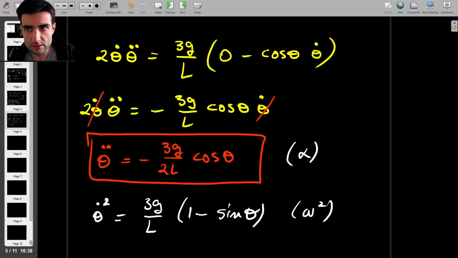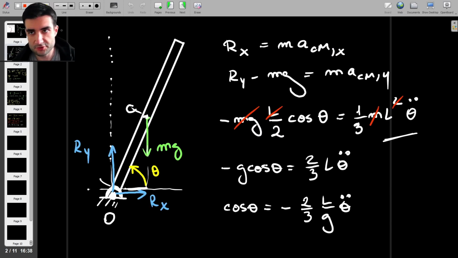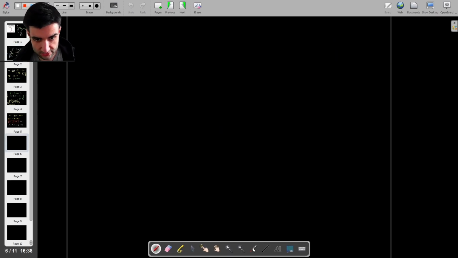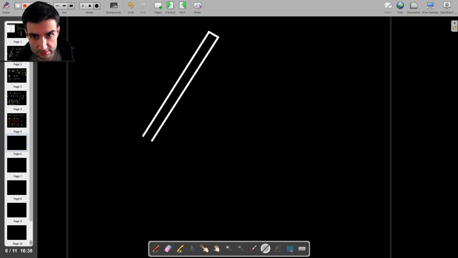Okay, now let's try to use this to find what the question is actually asking us to do. So what I'll do next is take a section of this bar at a random position x away from the hinge. So let me actually do this here. So this is the only part of the bar that we're going to investigate. So it's tilted at an angle theta, and then the hinge is somewhere here.